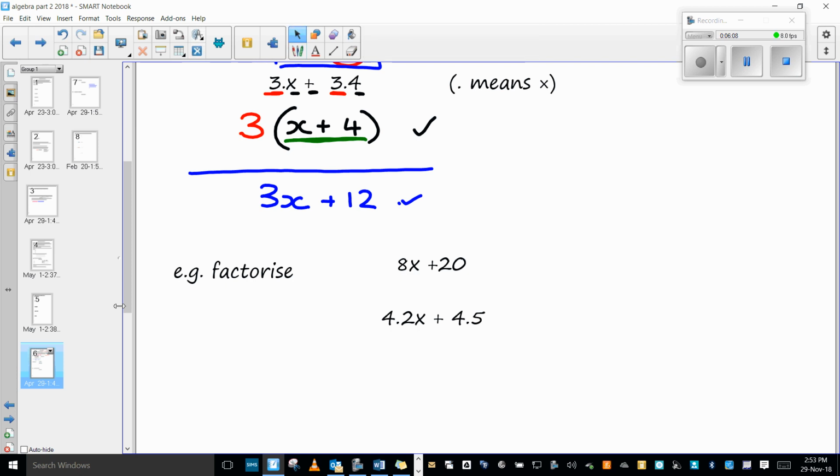So, we think of the number 8. Remember, 1 is not in our mix. So, ways of getting 8 would just be 4 and 2. Yes, you're happy with that? And obviously the x is there as well.